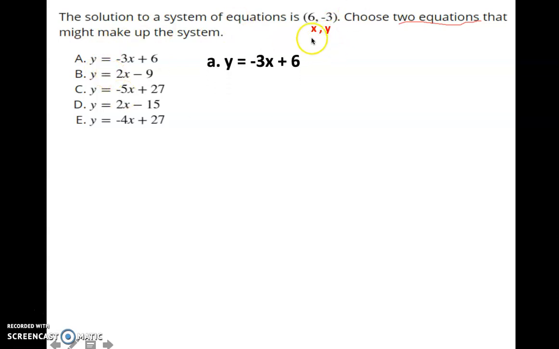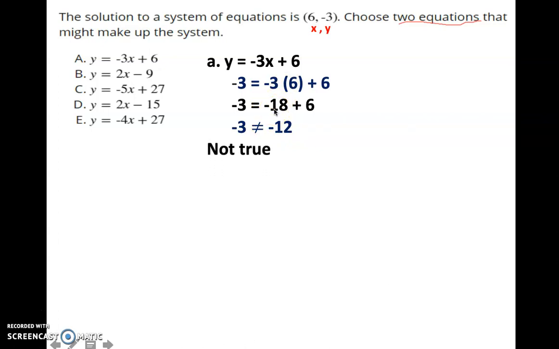For A, where I see x, I'm going to put 6, and where I see y, I'm going to put negative 3, as you can see here. What I want to do is see if this is going to come out true. For example, does negative 3 equal negative 3 times 6 plus 6? Well, I'm going to simplify. Negative 3 times 6 is negative 18, plus 6, and I simplify that out and see it's negative 12. Since they do not equal each other, it is not true. So A will not be one of my answers.